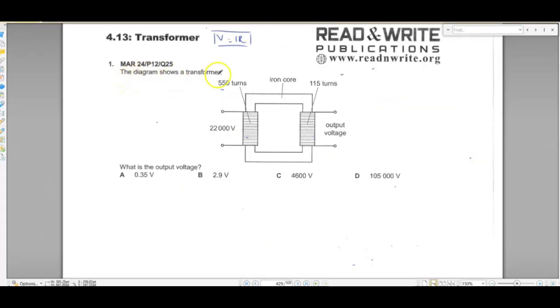Question number 1. The diagram shows a transformer. What is the output voltage? Okay, over here, this is the input voltage.